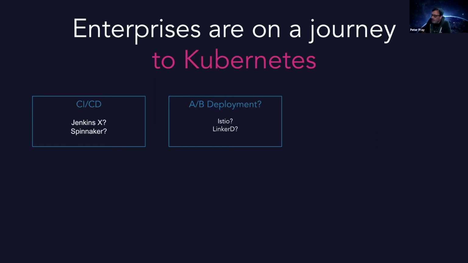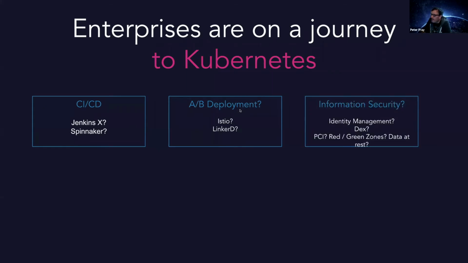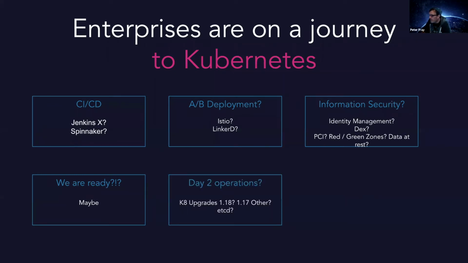We move into how we're going to deploy this, and a lot of our customers skip the A/B deployment part of this. And then how do we get into information security? If this is a production environment, how do we do identity management, et cetera? Then they think they're ready, and we're getting to where the logging comes in and why it's important, because as soon as you start thinking about day 2 operations, logging becomes a critical path, right?